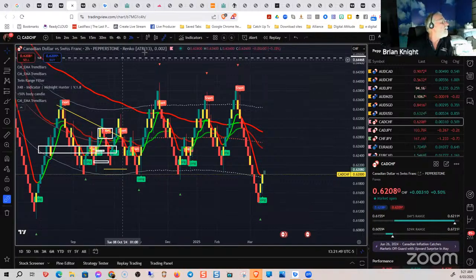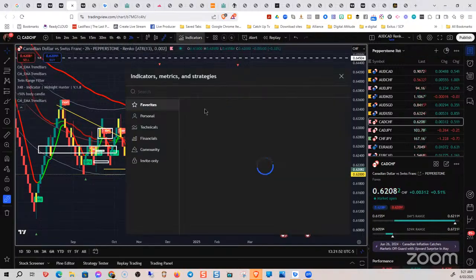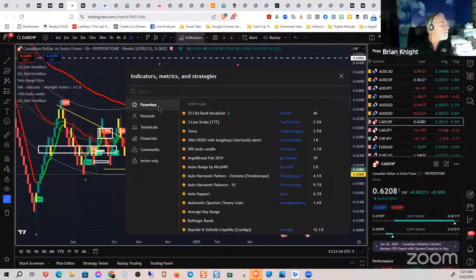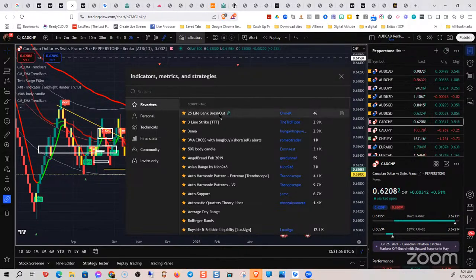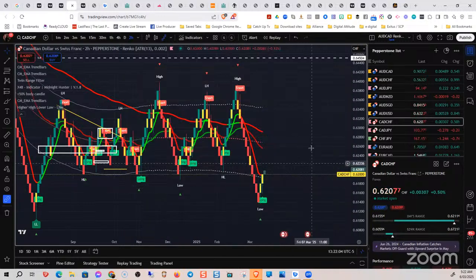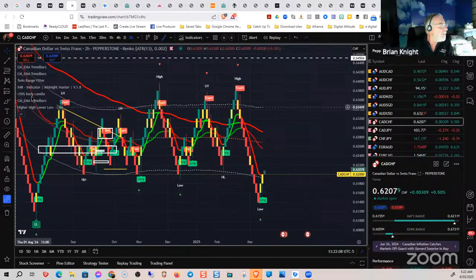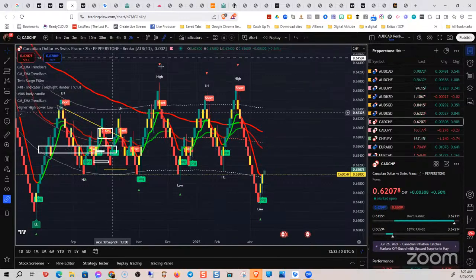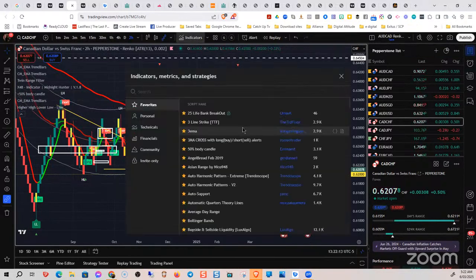Don't need OTT. Right, now we go to indicators and put in what was it, higher high, lower low. There you go. You've got your 50% body candle. Now find 50% indicators. You're looking for equal highs and equal lows.